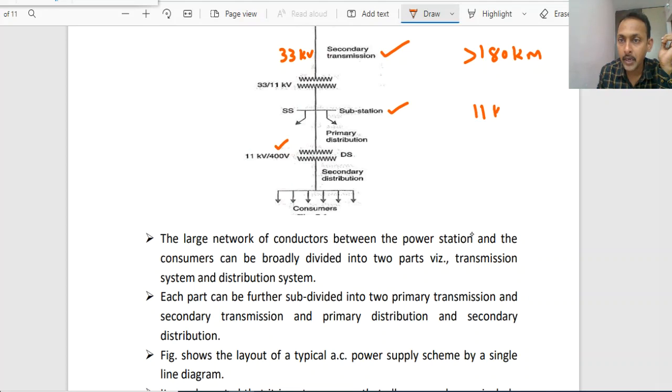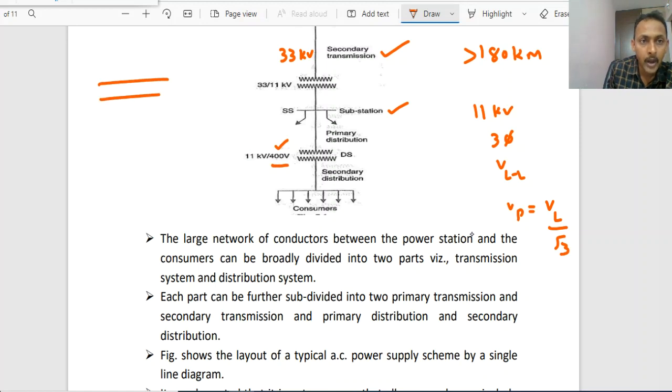Now this 11 kV indicates the three-phase voltage which is in between the two lines. For example, the phase voltage value will be line voltage divided by √3. The line voltage is given, it is 400 volts between any two lines. We are going to have three phases or three lines, R, Y, B. If you measure the voltage between any two lines, that is called the line voltage, which will be around 400 volts.